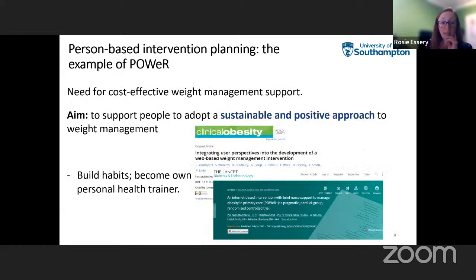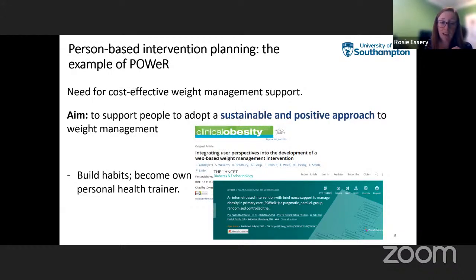So at this point, I'd like to introduce an example project that will help to illustrate this first bit of the planning phase. The POWER study, POWER stands for Positive Online Weight Reduction, was designed to meet the need for cost-effective weight management support amongst overweight members of the general public in the UK. And it aimed to support its users to adopt a more sustainable and more positive approach to weight management.